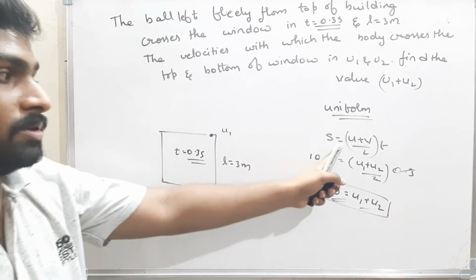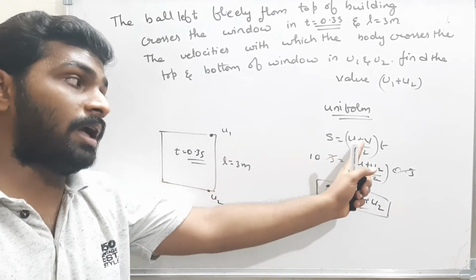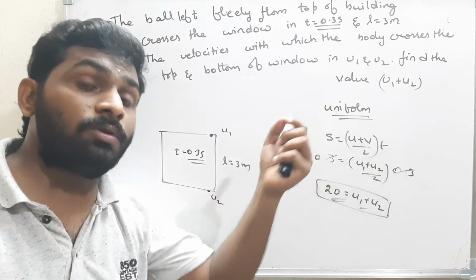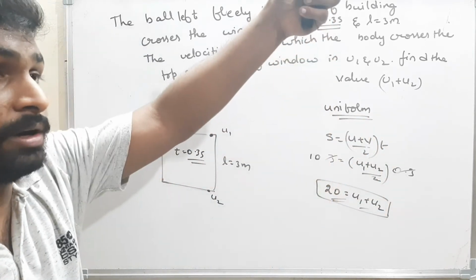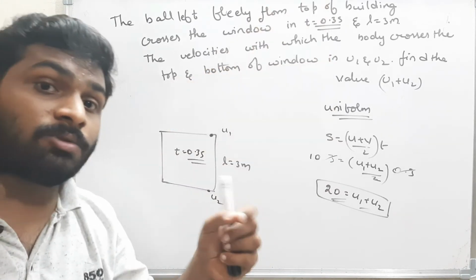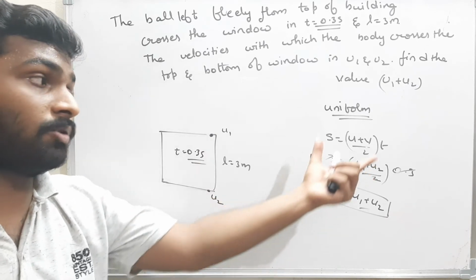I am using this equation: displacement is equal to average velocity into time. I can use it only when the body is in uniform acceleration. When I leave the body freely, the body will come down with an acceleration, that is acceleration due to gravity, that is uniform acceleration. Therefore I can use this equation.